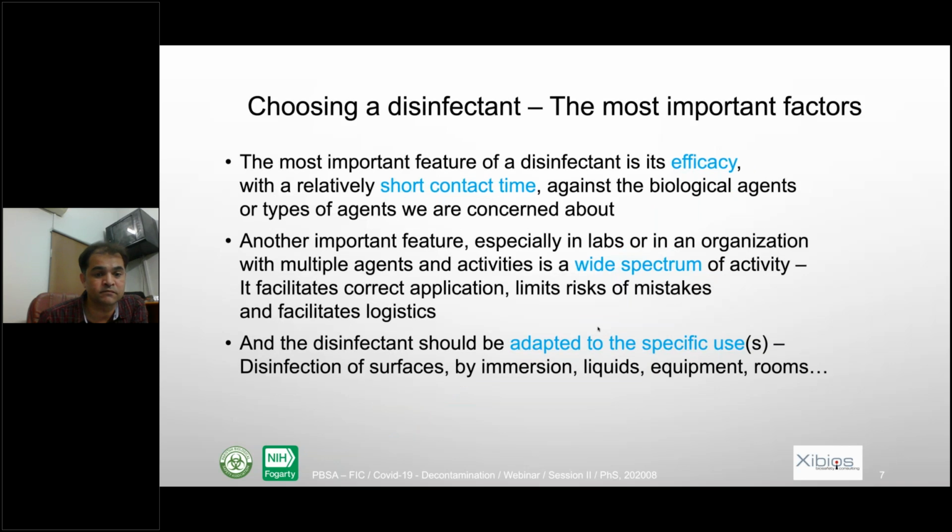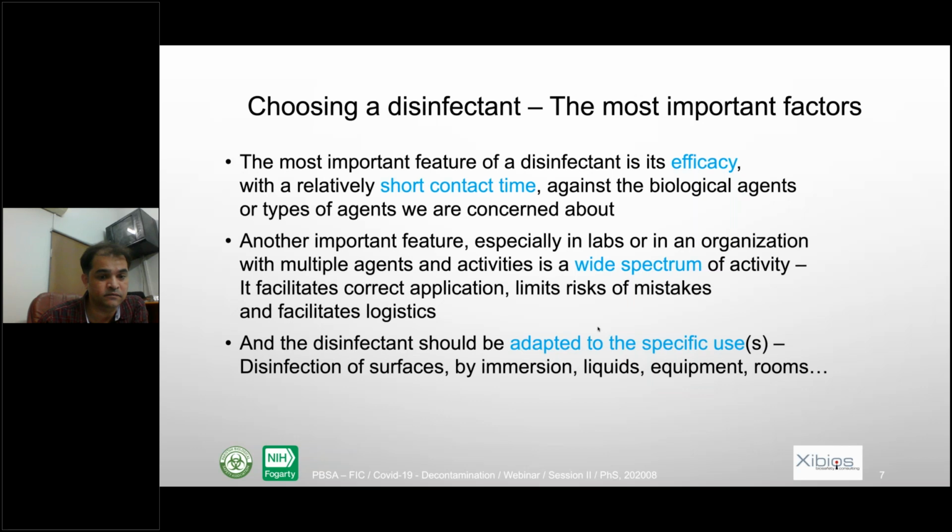So the most important factor is first efficacy, and efficacy should be achieved using a relatively short contact time. And so this is really the main thing we should look for in the disinfectant. Depending on our activities, on the type of organism that we use, it should be efficacious against those.